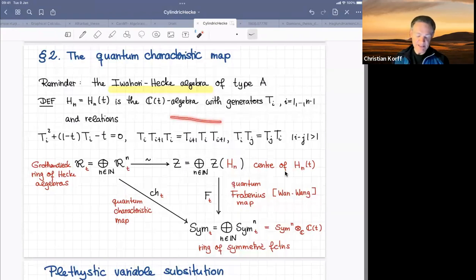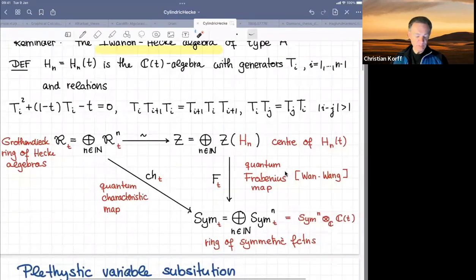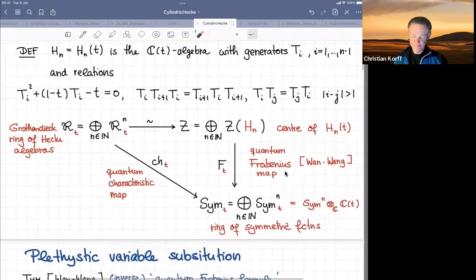And then the other relations which you have is just a familiar braid relation. And if they are far apart, two generators, then they just commute. And now we just repeat this diagram which we had before.